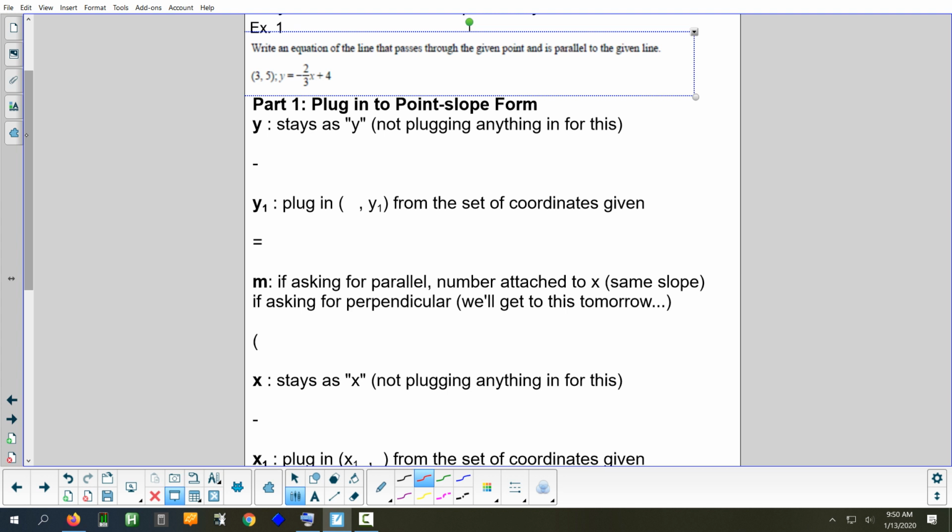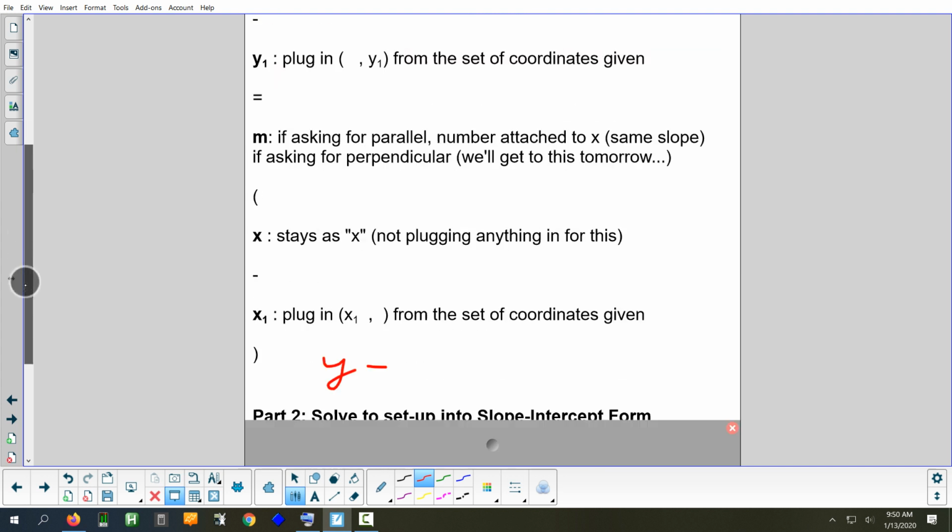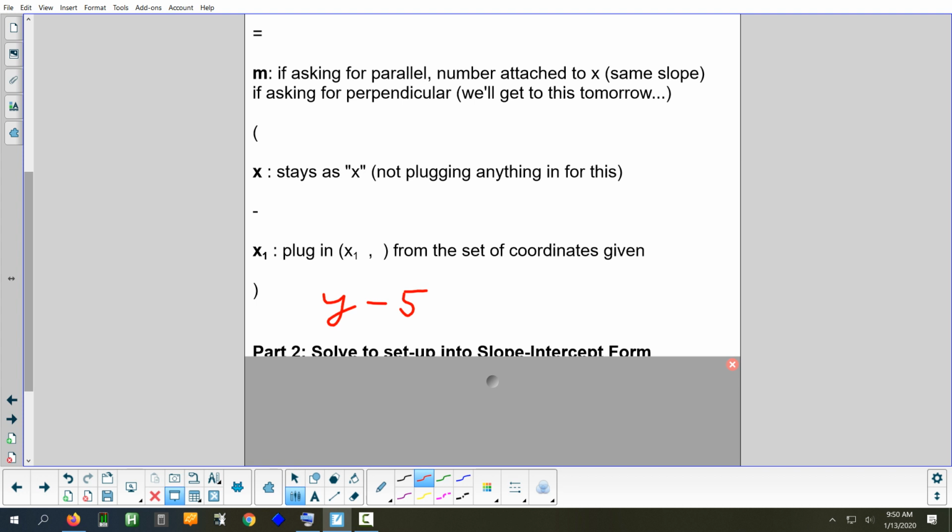And it says plug in the number after the comma, and I think Blake had told us y1 was 5. That was me. y minus 5. James, what comes after the 5? Equals. Yep. So the next thing is my equals. Next thing after my equals is m.